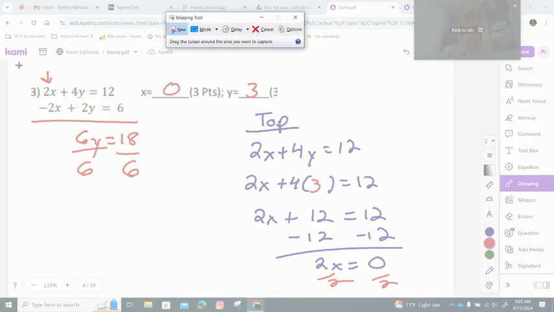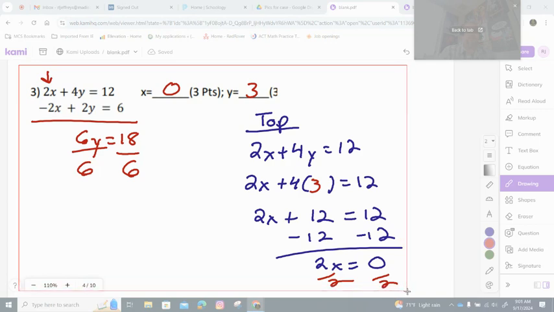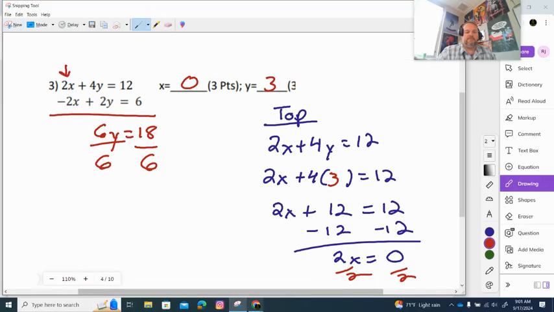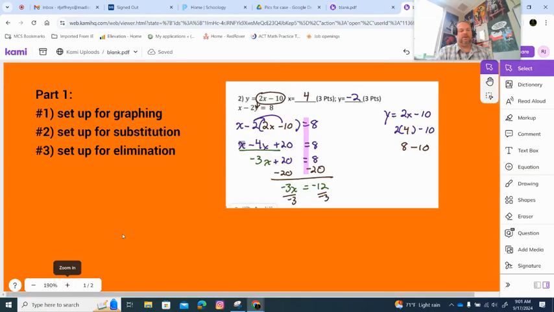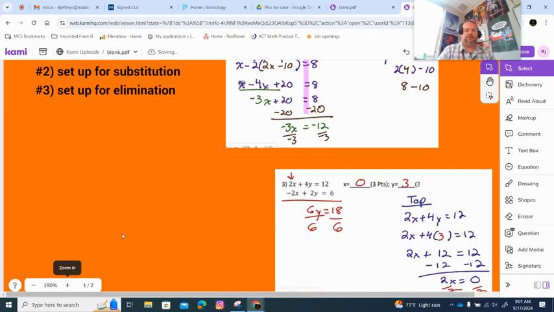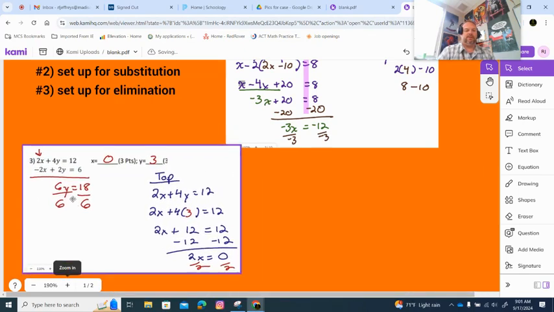So I would grab all this and put it on my orange sheet for number 3.